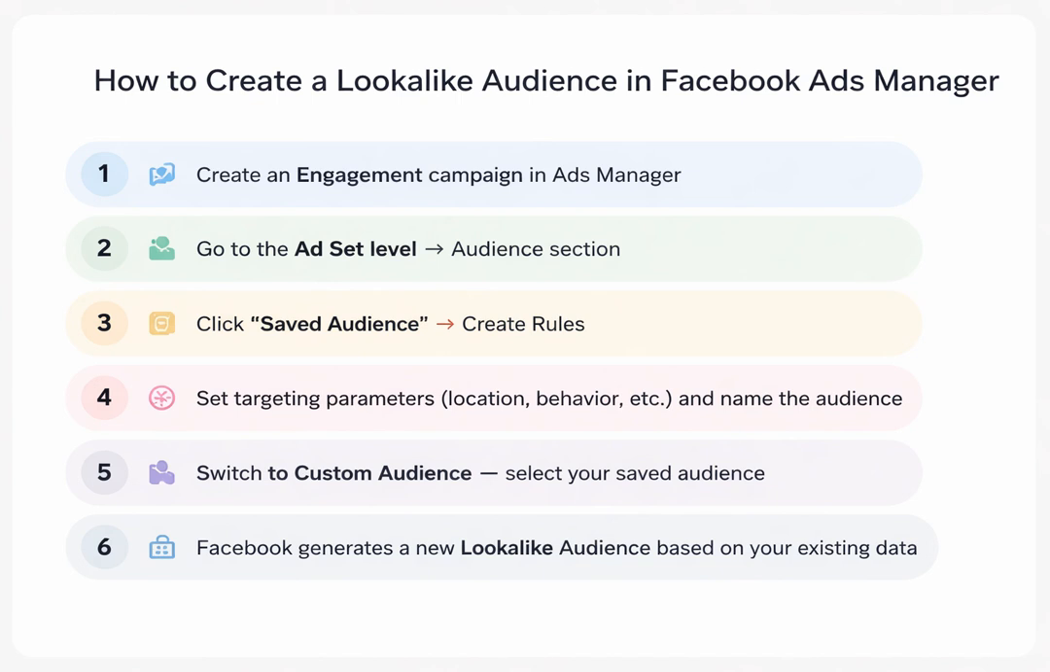You start by creating an engagement campaign. Then, at the ad set level, you go into the audience section. From there, you can create rules, set your targeting parameters like specific locations or behaviors, give it a name, and save it. Then you switch to custom audience mode, select that saved audience, and Facebook does the work. It generates a new lookalike audience based on the engagement data from your previous ads. The instructor notes that your ad metrics, who watched, who clicked, where they came from, all feed into this process, which is exactly why running ads consistently matters so much.